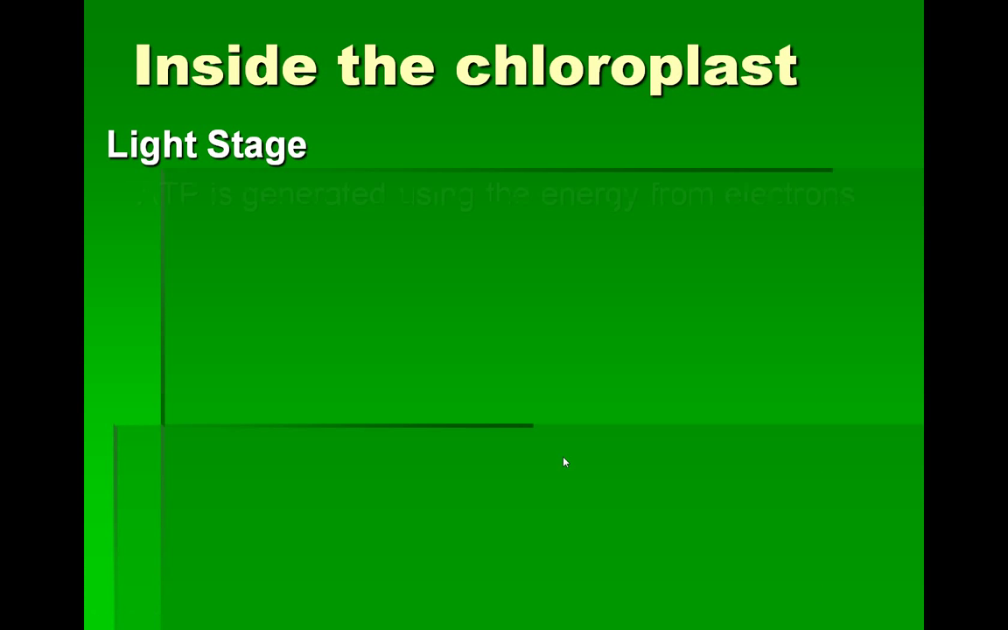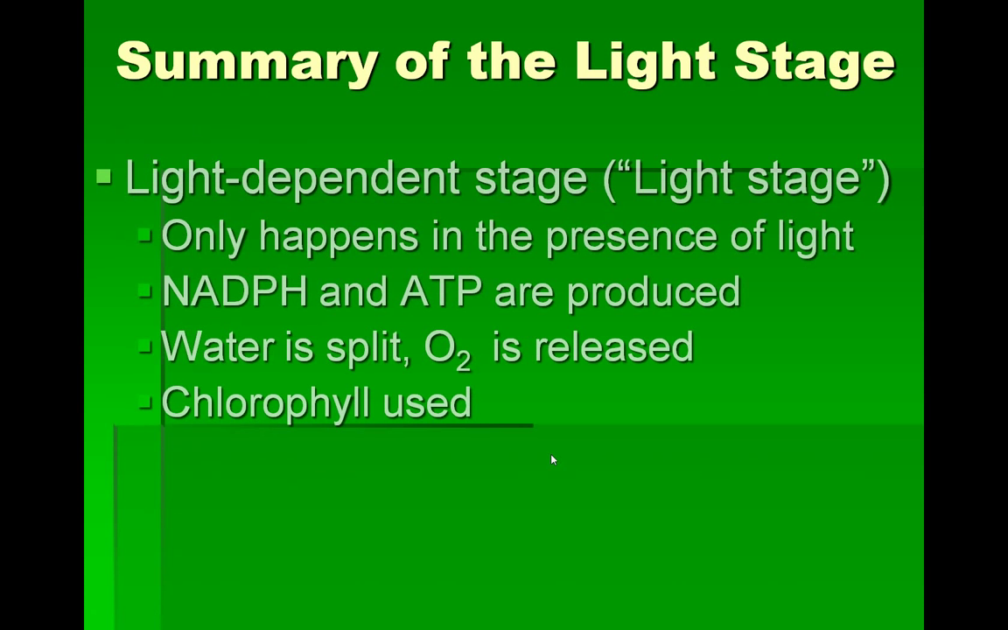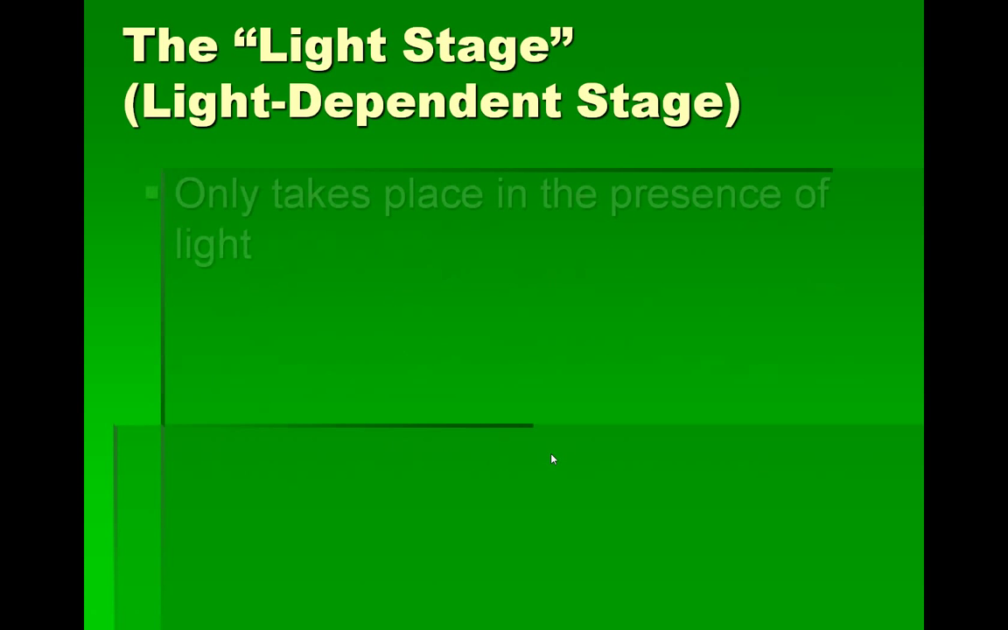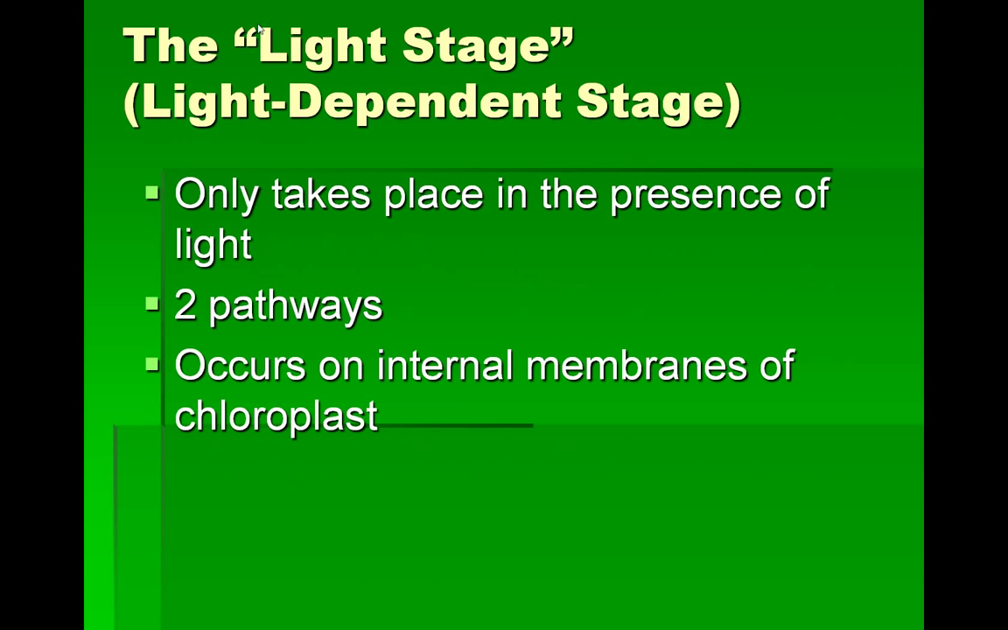So the light stage, like I said, we'll look at in detail. Just flick through this for the time being. The first stage is the light stage. It only happens in the presence of light. There are two alternative possible pathways involved in the light stage, and they both occur on the internal membranes of the chloroplast. That's where the chlorophyll molecules are going to be hanging out.